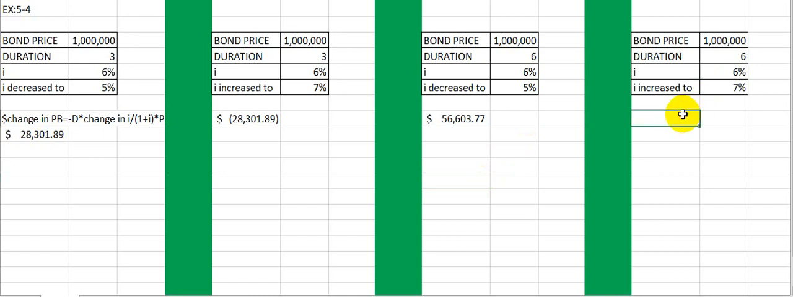And finally, what if the interest rate increased from 6 to 7? So again, it's minus the duration of the bond times 7 minus 6 over 1 plus the initial I, which is 6%, times the price of the bond. Again, same but double the decrease.